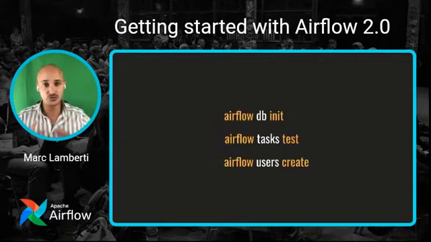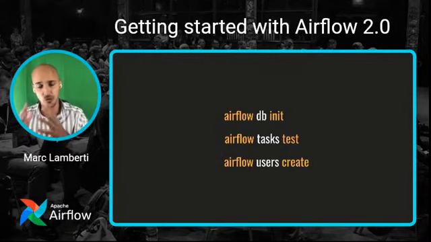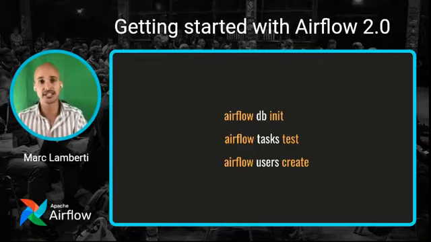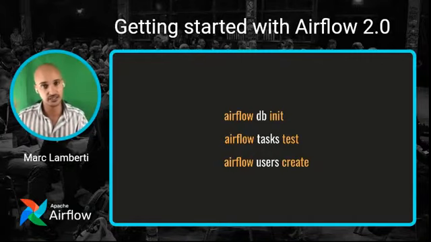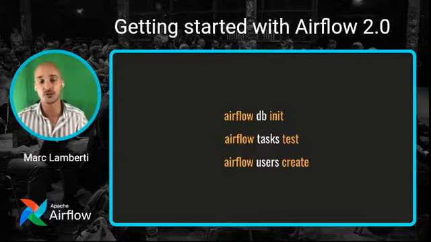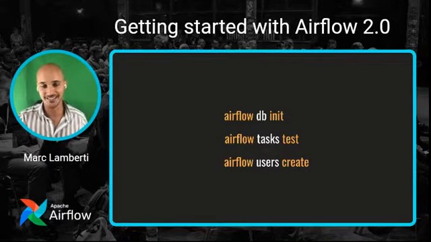Well, first, all your commands have been put into groups. And groups are the resources that you want to interact with. For example, you want to interact with the database, you will use airflow db init. You want to interact with your tasks, you will use airflow tasks and then the command you want to execute. And I strongly advise you, as a best practice, to always test your tasks with airflow tasks test. And then if you want to interact with your users, you know how to do that. You use airflow users and create or list and so on.